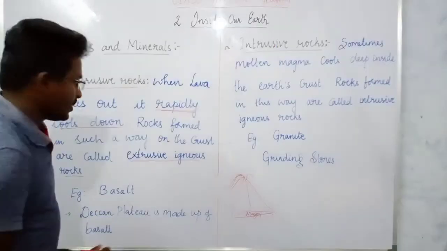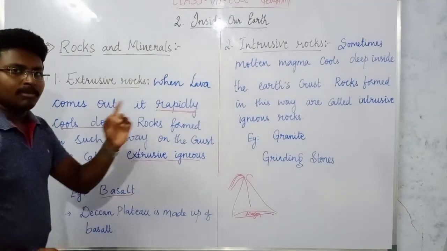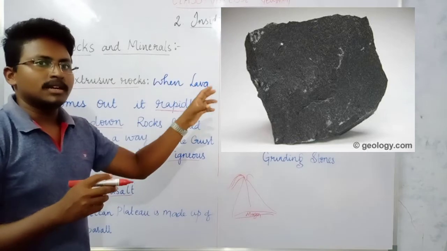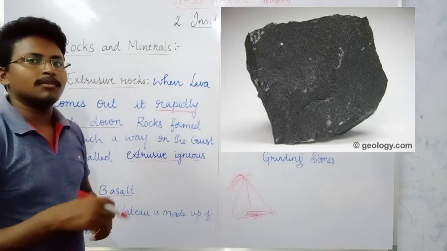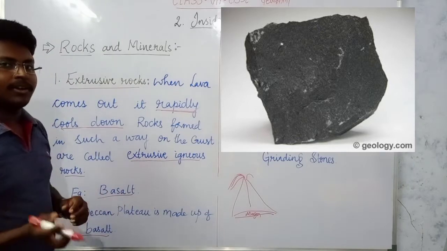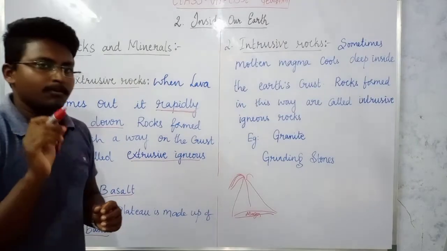The best example is basalt. As you all know, we all know about the Deccan Plateau. Almost the southern part of India is made up of basalt. The Deccan Plateau is made up of basalt.